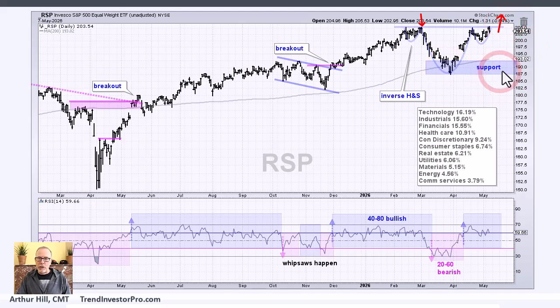As far as the long-term trend is concerned, you've got a lot of support in this 187, 193 area. So if you break 187, that would reverse this long-term uptrend.